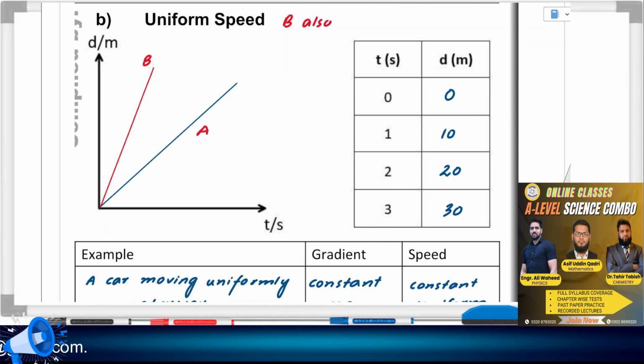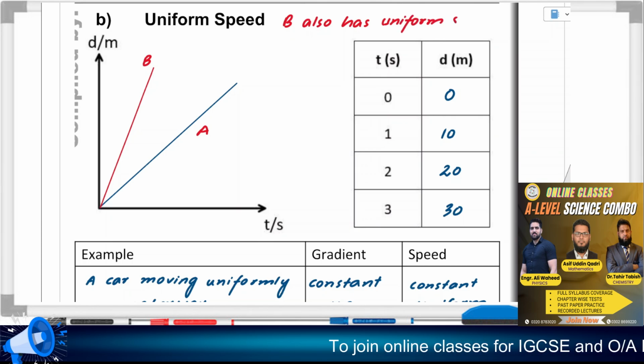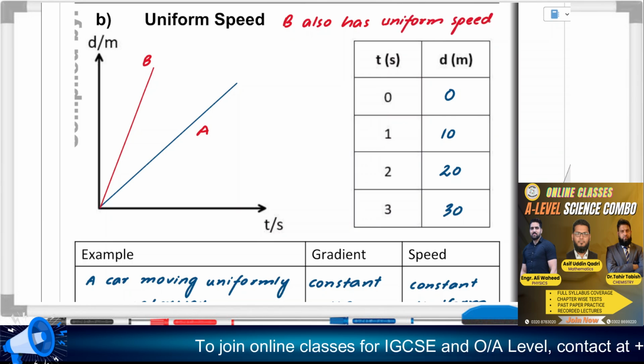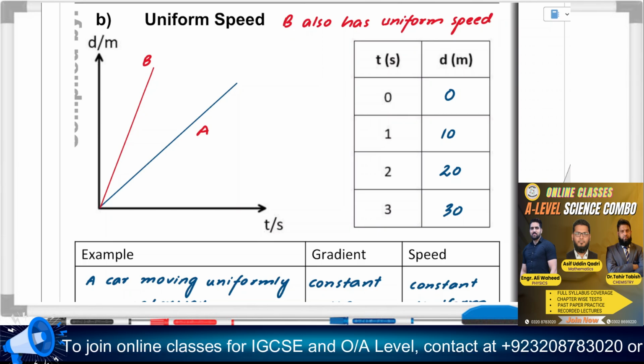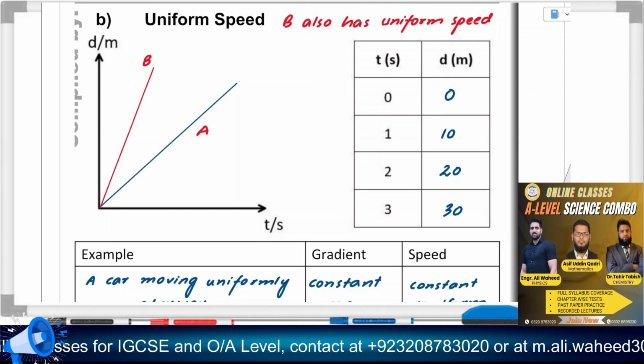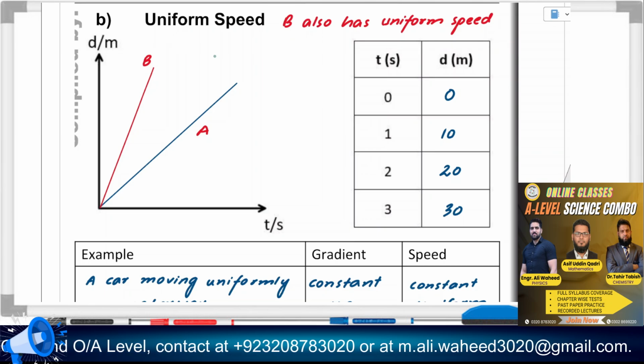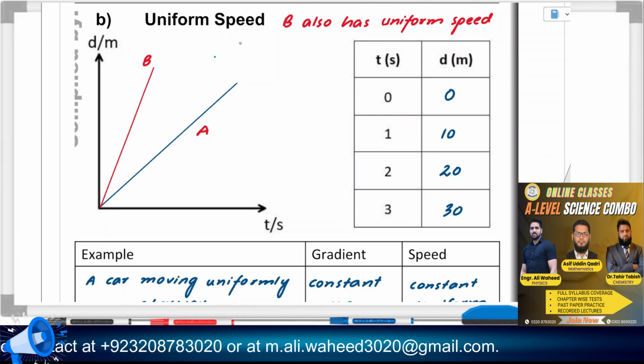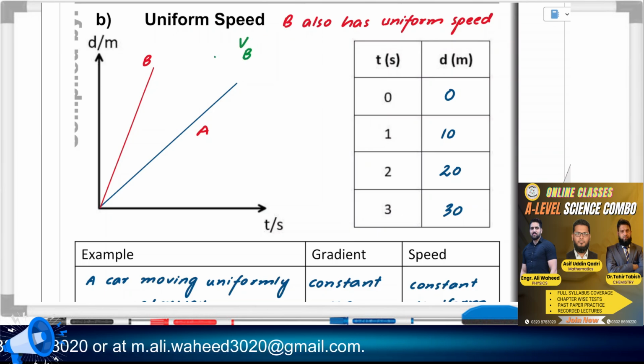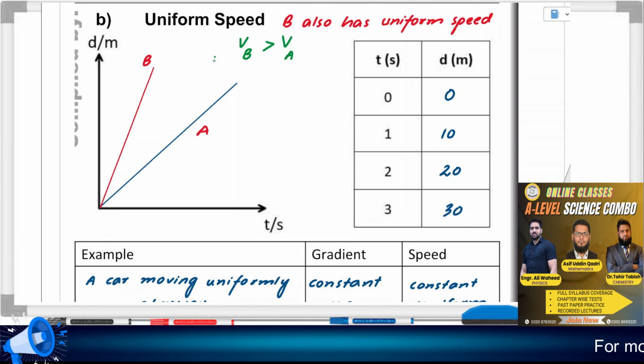So, two things. B also has uniform speed. Means its speed is also fixed. It's not being changed. Likewise, the speed of A is also fixed. It's not being changed. But the fixed speed of B is greater than the speed of A. So the speed of B, V sub B, is greater than the speed of A. V stands for speed, and then the subscript represents the vehicle. The speed of B is greater than the speed of A.